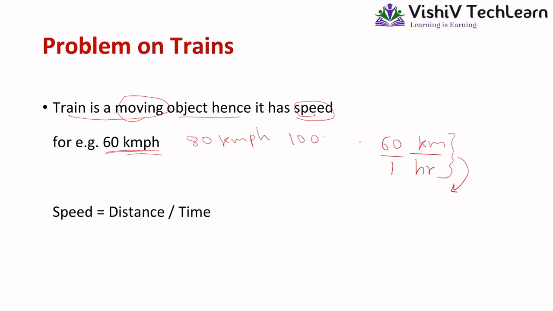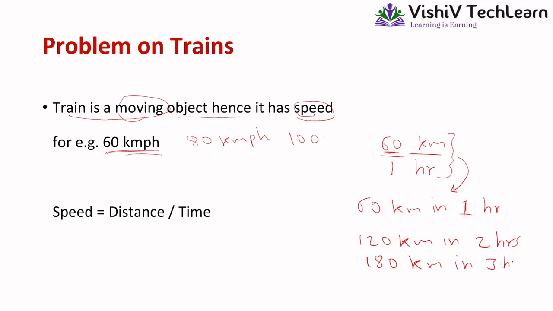So the significance or meaning of 60 kilometers per hour could be that this particular train can travel 60 kilometers in 1 hour. This could be the best meaning. Or else we can say 120 kilometers in 2 hours, or 180 kilometers in 3 hours, and so on. Similarly, we can say 60 kilometers in 1 hour means 60 minutes, and hence 1 kilometer in 1 minute.